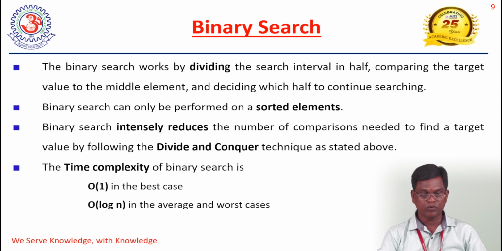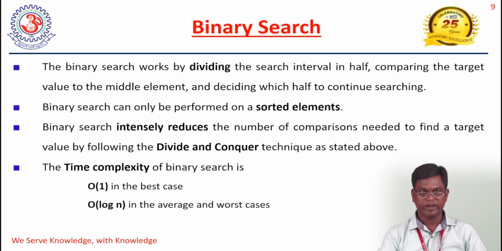Next, we will move to binary search. Binary search works by dividing the search interval in half, comparing the target value to the middle element, and deciding which half to continue searching. The basic idea is to divide the elements into approximately equal halves, compare the target element with the middle element, and based on the result, search for the given element either in the left half or the right half.